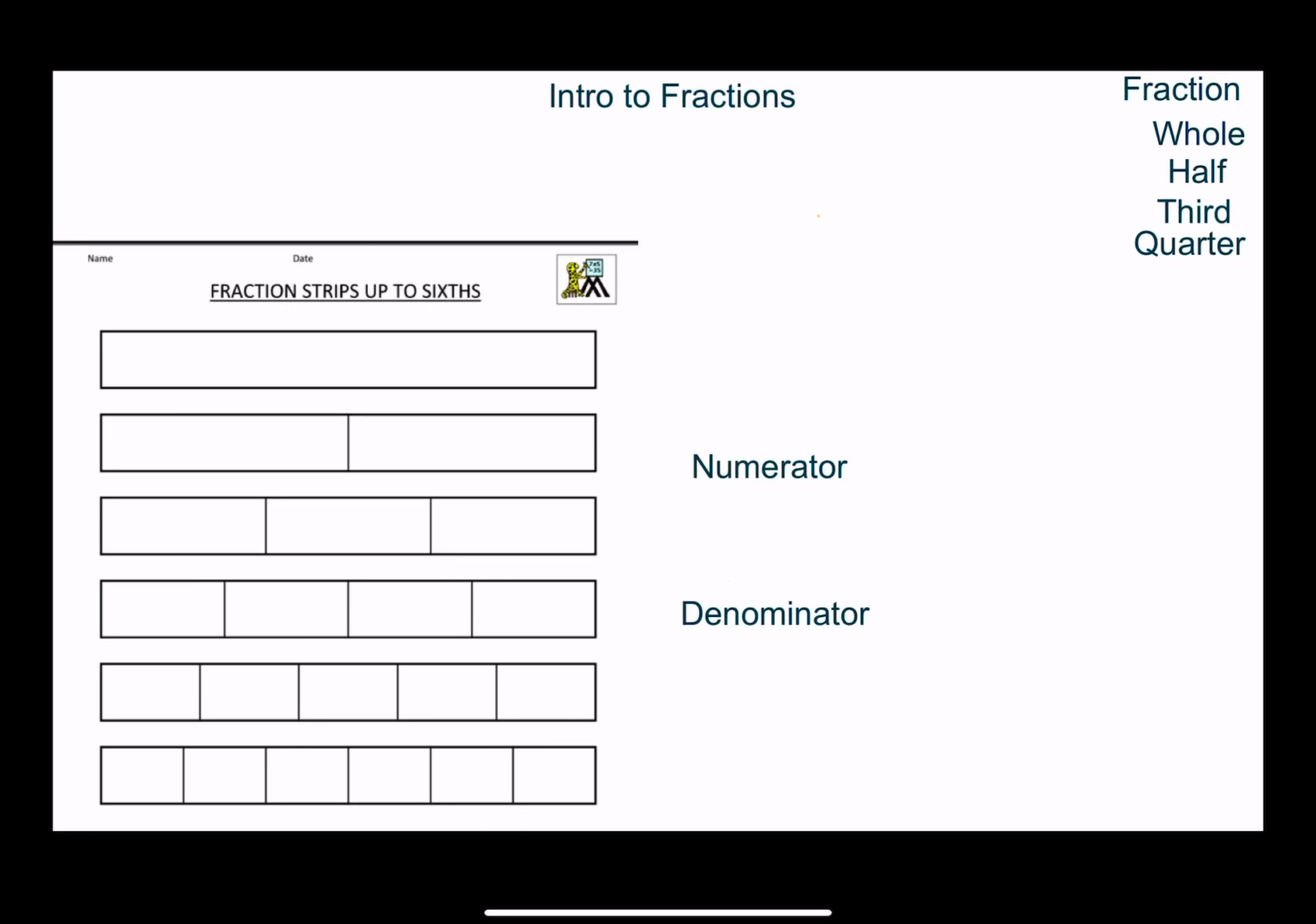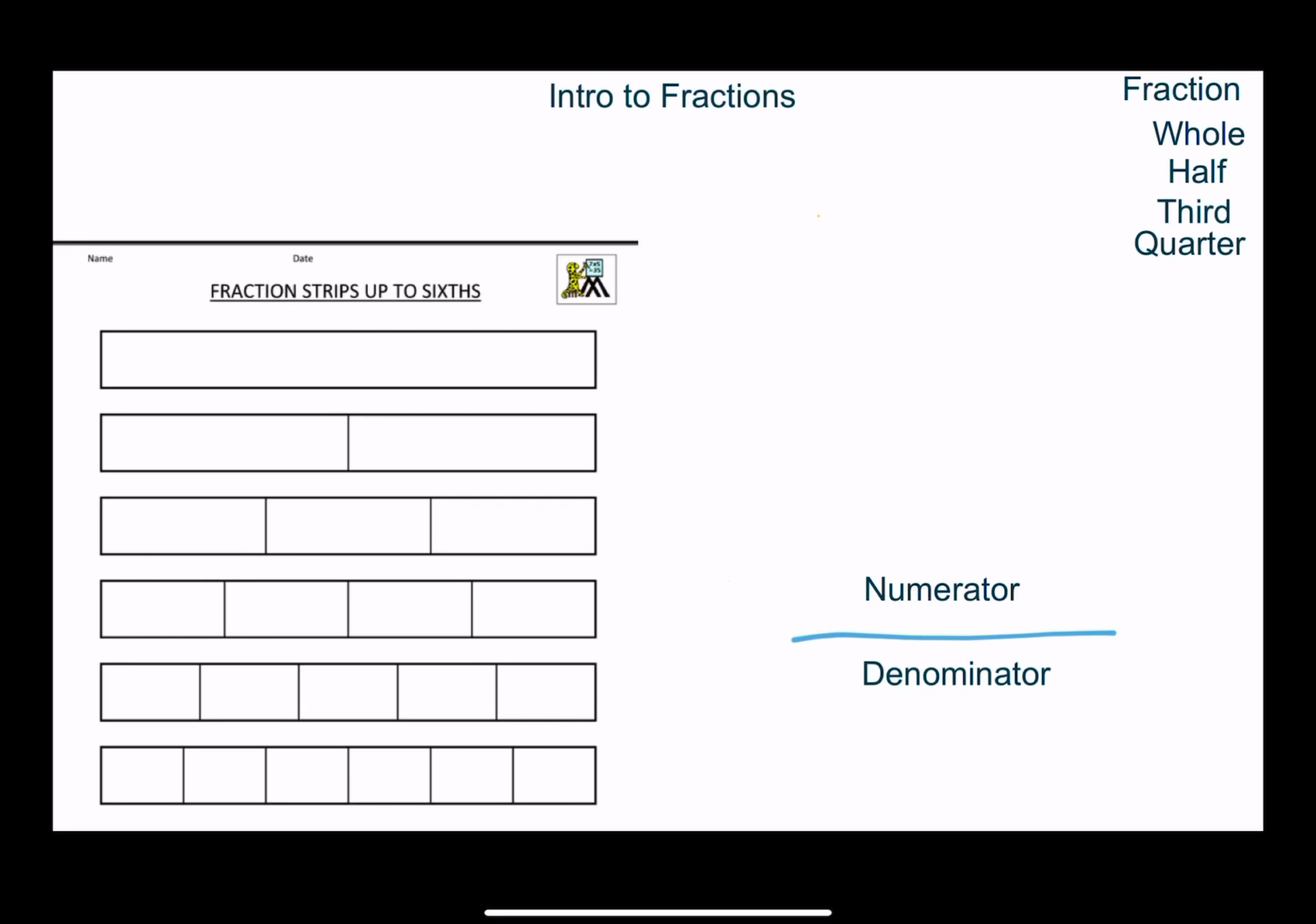Fractions have something called a numerator and a denominator. Let's take the fraction 1/4 again. The numerator is the top number. So the numerator in this case is 1. The denominator is the bottom number. In this case, the denominator is a 4. So to recap, the numerator is the top number and the denominator is the bottom in a fraction.